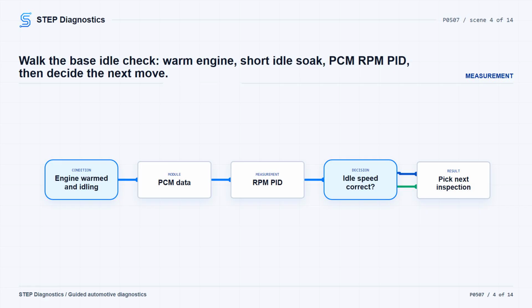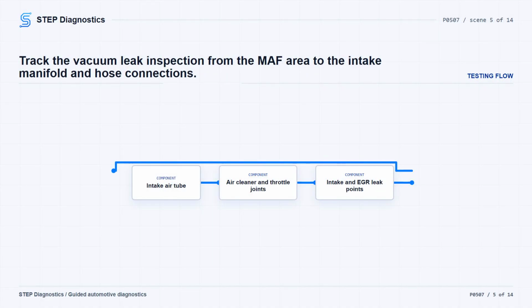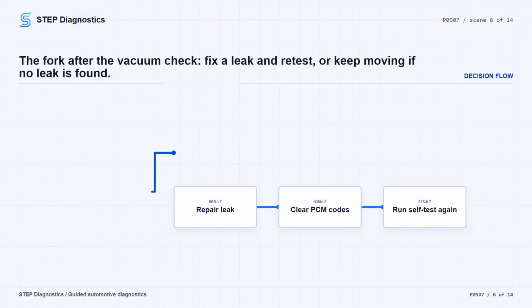If the idle speed is correct, move ahead to the intake air system inspection. If the idle speed is not correct, check for vacuum leaks next. When the base idle is not correct, listen for vacuum leaks and inspect the intake air path from the MAF sensor to the intake manifold. Look for a cracked or punctured intake air tube, loose connections at the air cleaner housing or throttle body, gasket leaks at the intake side, EGR-related leak points, and vacuum supply connectors and hoses.